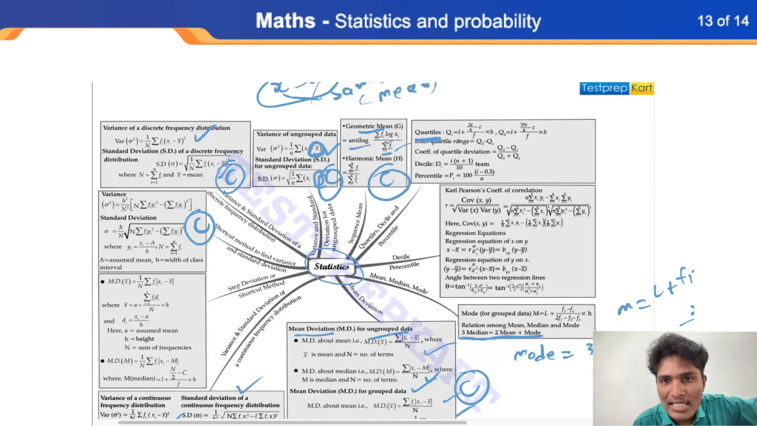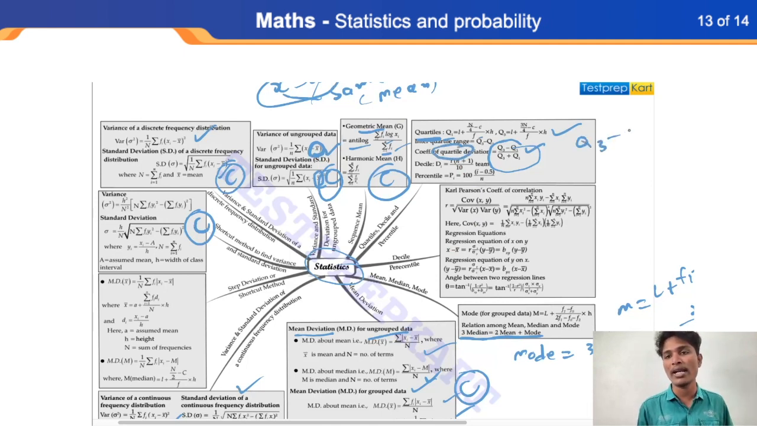And there are quartiles. Q1 is equal to l plus (N by 4 minus C) by f into h. These things you have to understand. And coefficient of quartile deviation is (Q3 minus Q1) divided by (Q3 plus Q1). It is important. If there is a quartile deviation, what I said about deviation is how much it has deviated from the actual total mean, total median, total mode. So this is called deviation. If that deviation is quartile, and you want to find the coefficient of quartile deviation, that is Q3 minus Q1 divided by Q3 plus Q1.